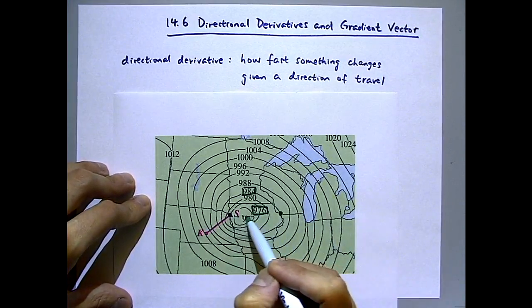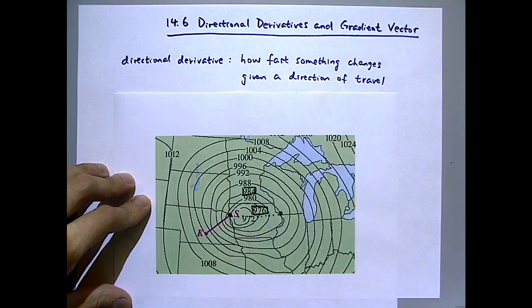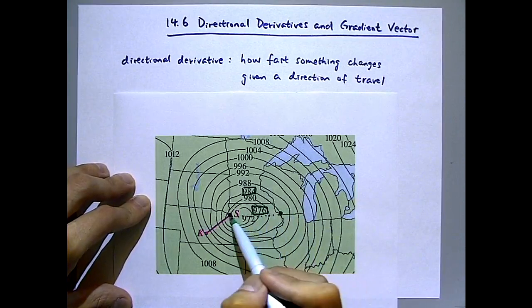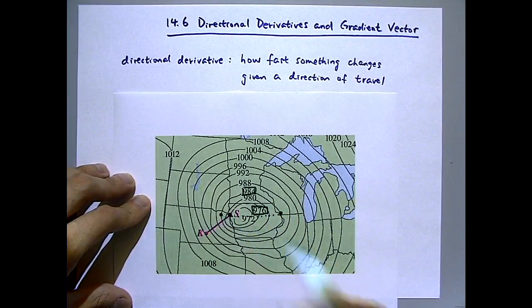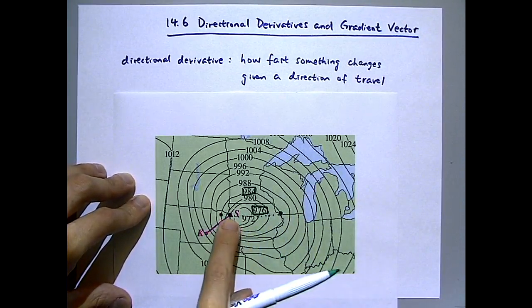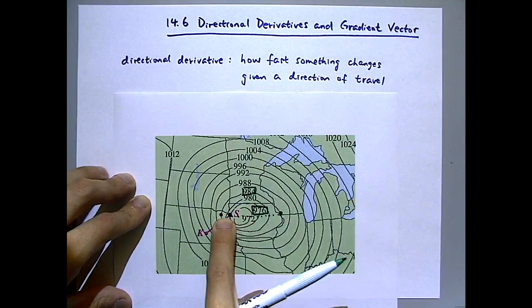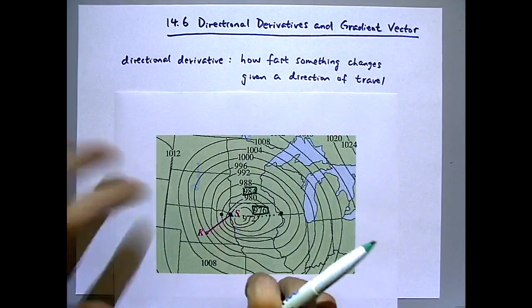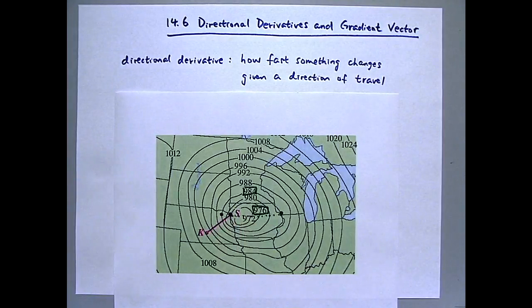So if I need to get there by traveling east, I need to cross the entire state of Iowa, right? But notice I don't have to travel very far if I travel west. I only need to go about a fifth of the distance right here. So that's telling you that how fast the pressure is changing clearly depends on which direction I'm moving.